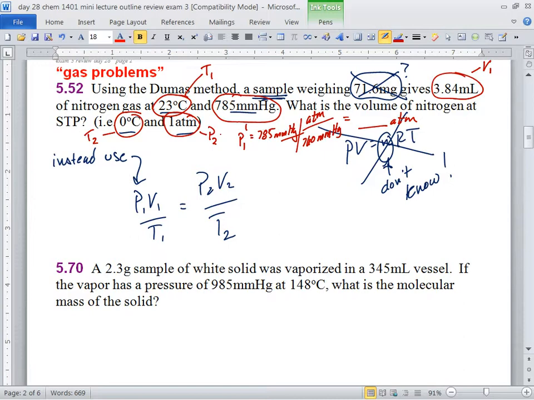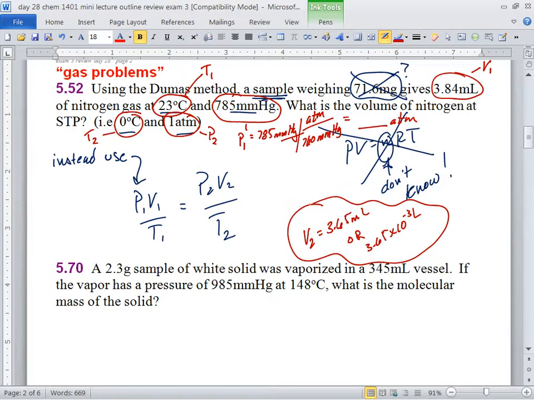Did anybody get an answer for this? 3.65 milliliters or 3.65 times 10 to the -3 liters, right? That's what Kenneth got. Okay, good. So you should get one of these. Then you can move on.